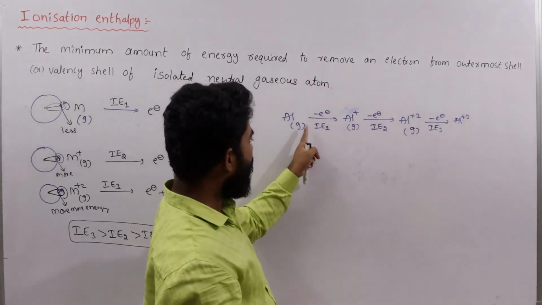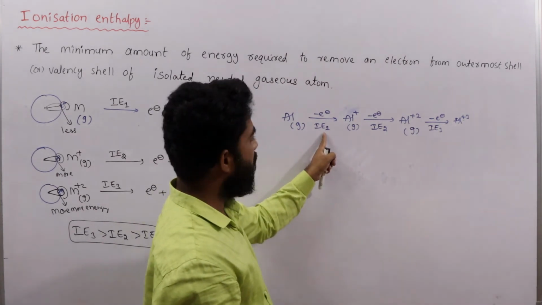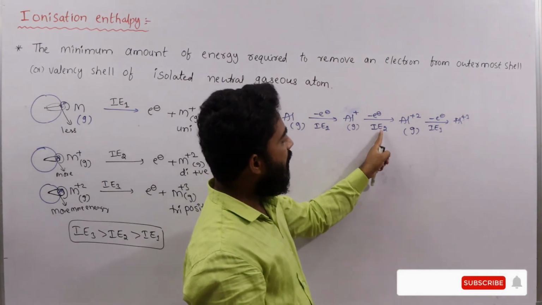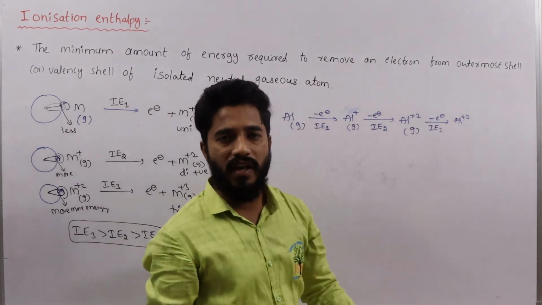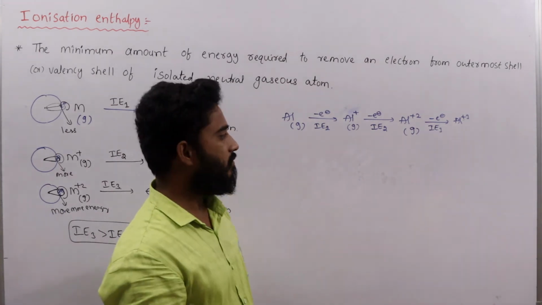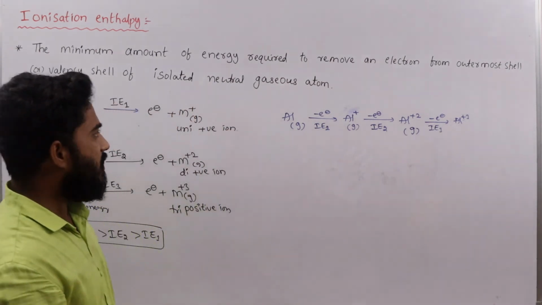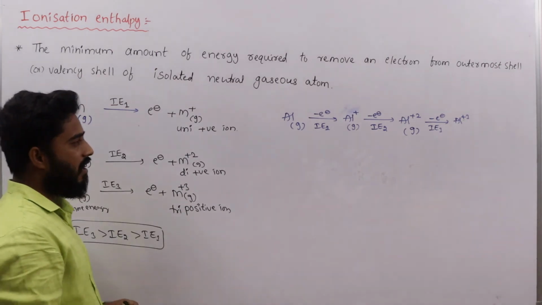To remove the first electron, we call it IE1. To remove the second electron, IE2. Then to remove the third electron, it is called ionization enthalpy 3. So this is about ionization enthalpy.